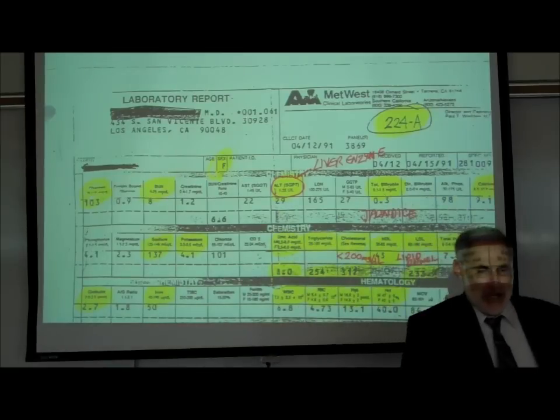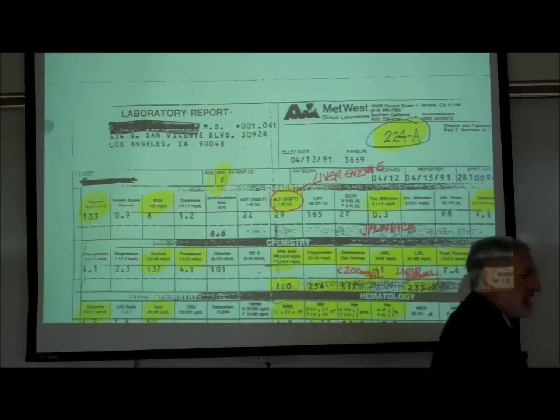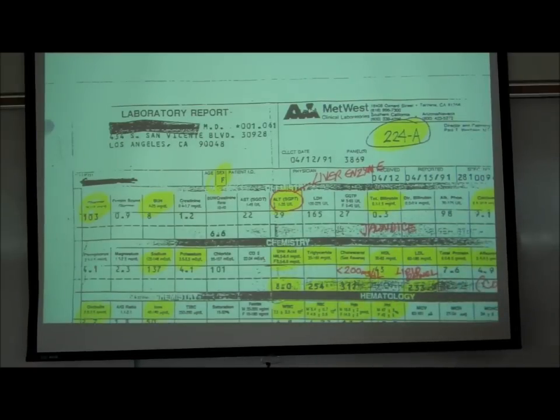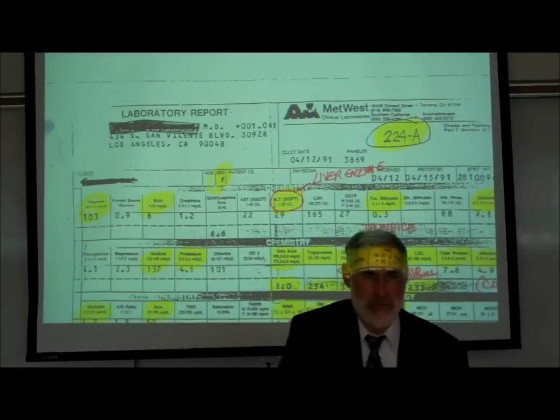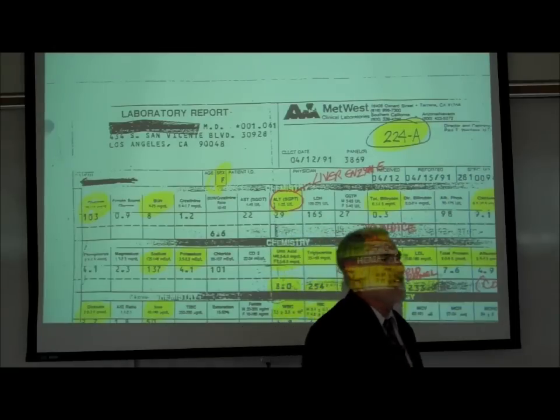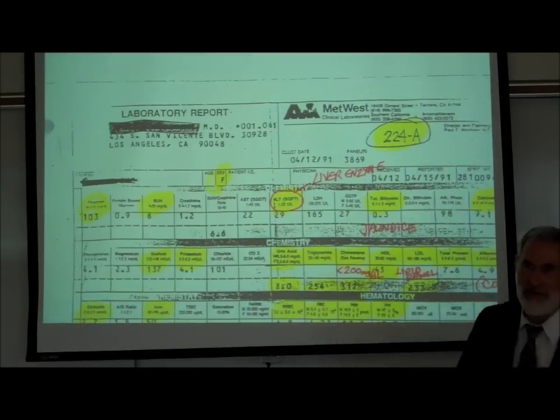So this is page 224A. The purpose of looking at this page is these are the most common blood tests that are run on people. Now obviously they can run thousands of different blood tests, but many of them are rare and exotic, very expensive, and they only occasionally need to run them on certain specific individuals.